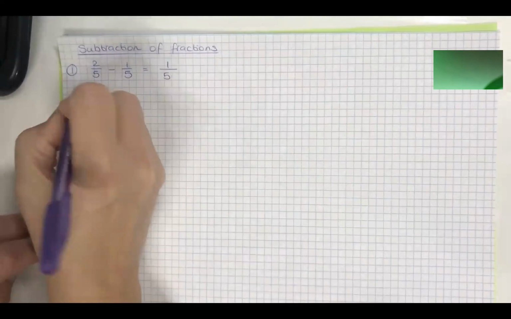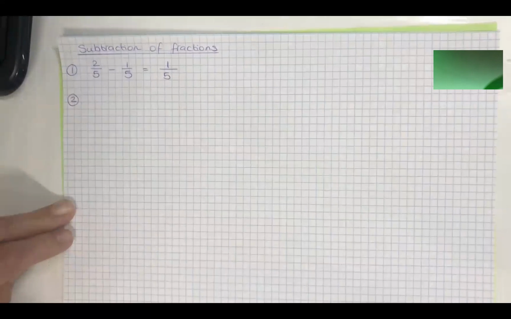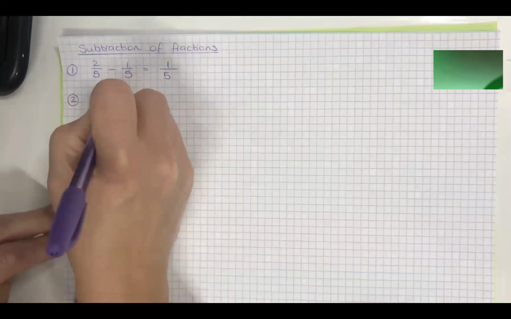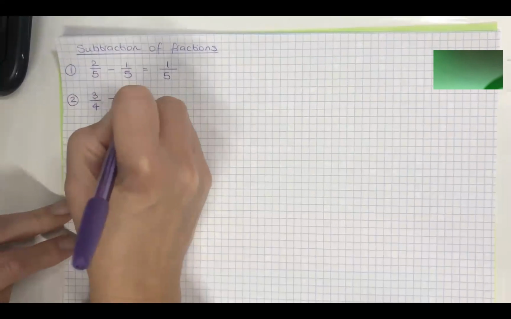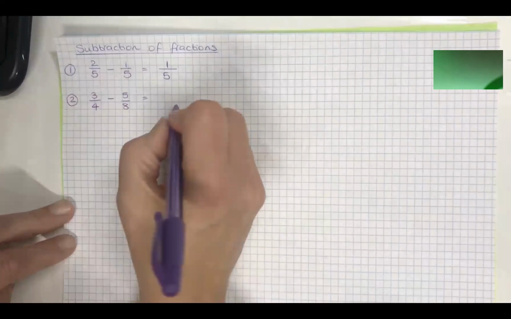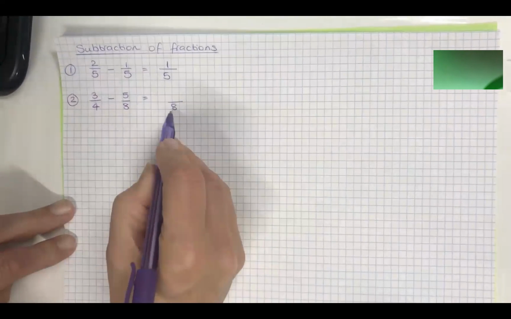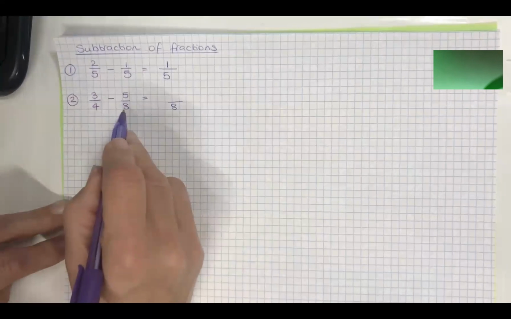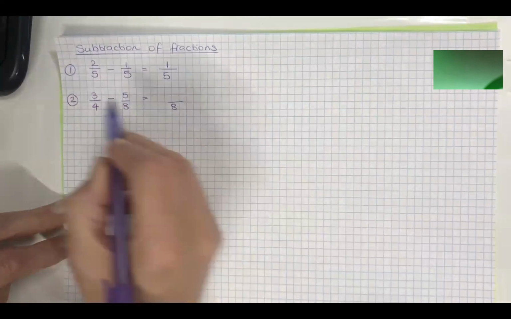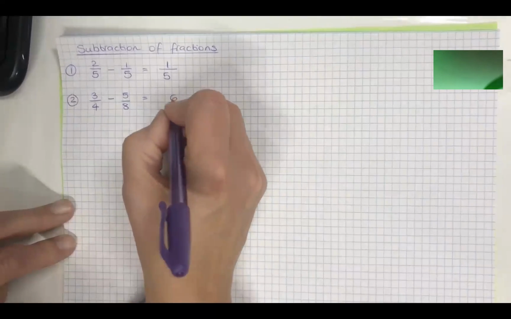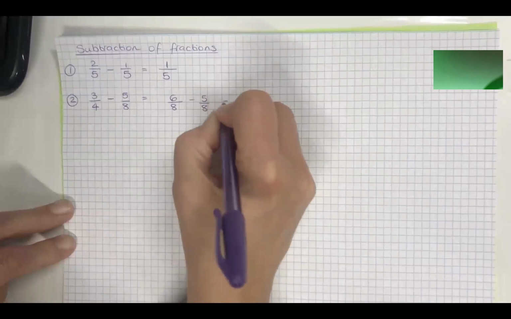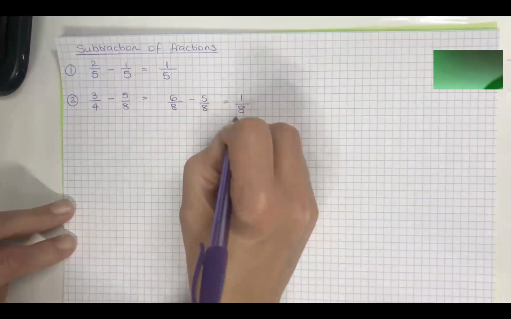Question 2. I have 3/4. And this time I'm going to subtract 5/8. I need to make my denominator the same. So my denominator is now 8 because 4 is a factor of 8. 4 multiplied by 2 gives me 8. 3 multiplied by 2 gives me 6. Subtract 5/8 gives me 1/8.